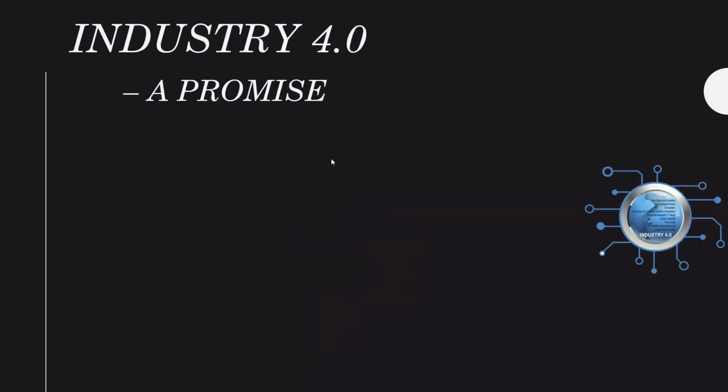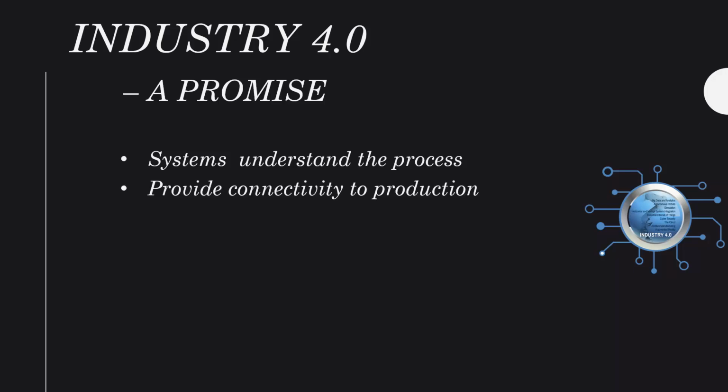Industry 4.0, in short, is a promise that new systems will understand the process. They'll be able to look at machines and analyze them, provide connectivity to production, so with all of this new information we have to be able to deliver that back up so we can manage it.